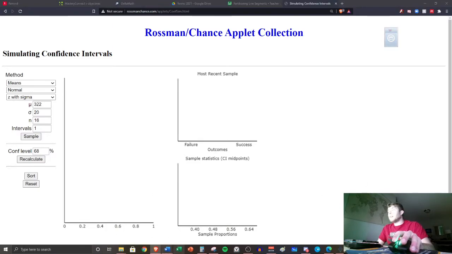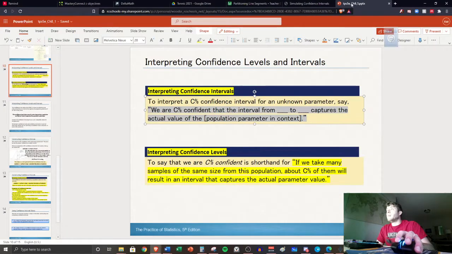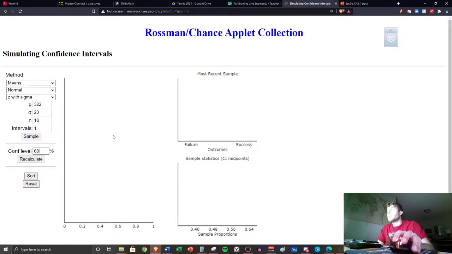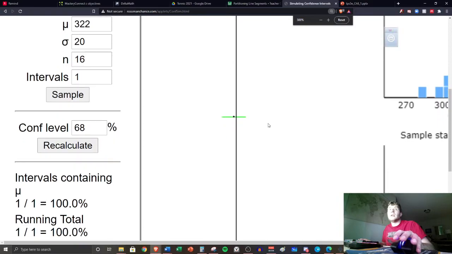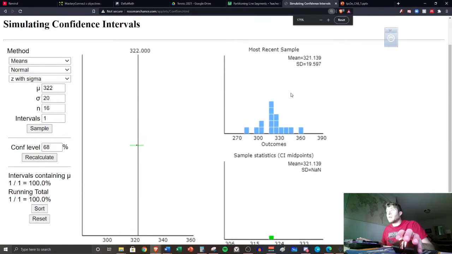And by the definition of confidence level, if we're at 68%, we expect C% of these intervals will capture this actual mystery mean. So let's go ahead and sample. So this black line represents the mean, okay? And this interval here, this green line, that's the interval, the lower to upper boundary, and it is actually capturing it. Over here, we actually see the sample. Here's the mean, 321. So it was almost dead on. It was almost a perfect estimator.